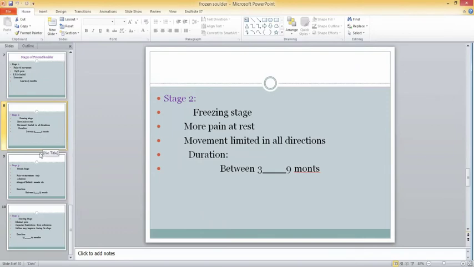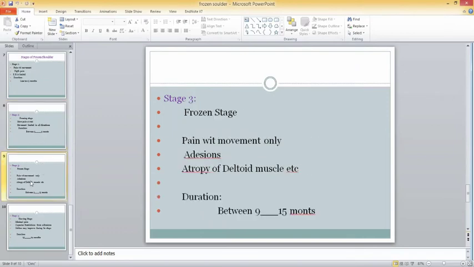And stage 3, frozen stage, characterized by pain only with movement, significant adhesions, and limited glenohumeral motions with substitute motions in the scapula. Atrophy of the deltoid, rotator cuff, biceps, triceps, and most of the muscles of the shoulder girdle joint may be noted. This stage is between 9 and 15 months.